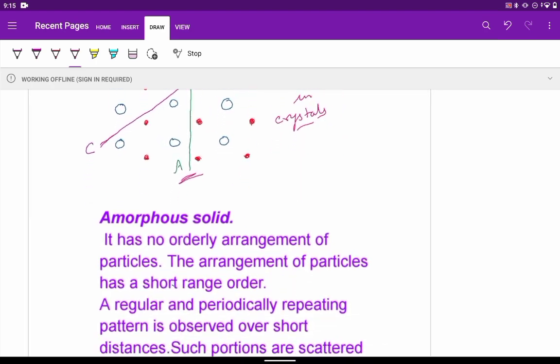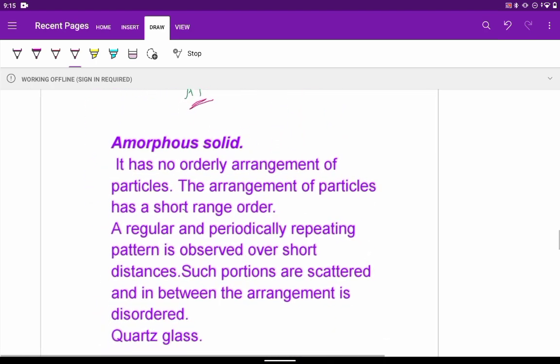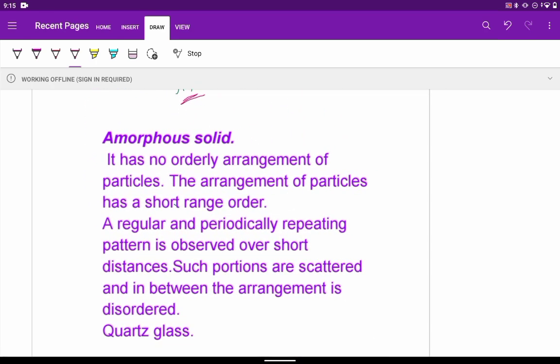Whereas in case of amorphous solid, what we find is there is no orderly arrangement of particles. There is no orderliness. Even if there is some sort of orderliness, it will be present in a very short area. After that you will get something else. Means the arrangement of particles has a short range order and it does not repeat periodically.